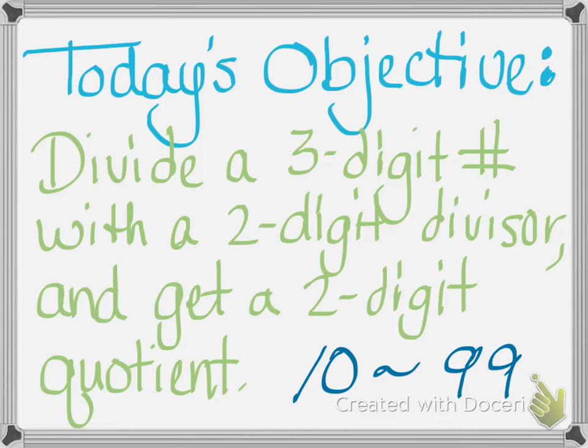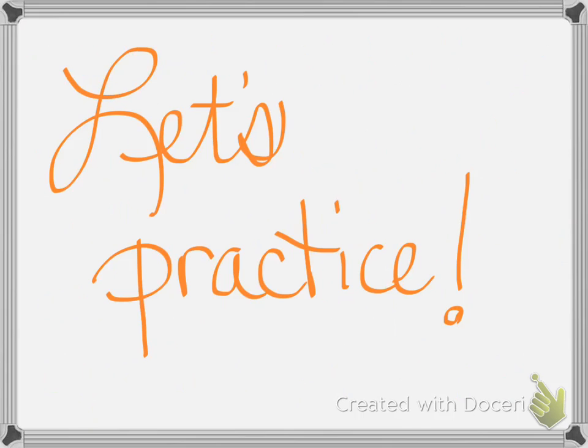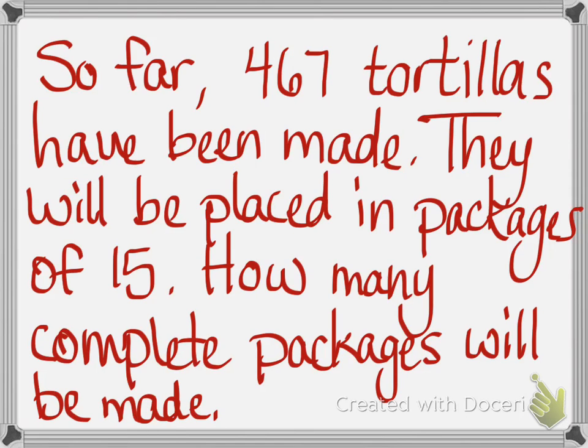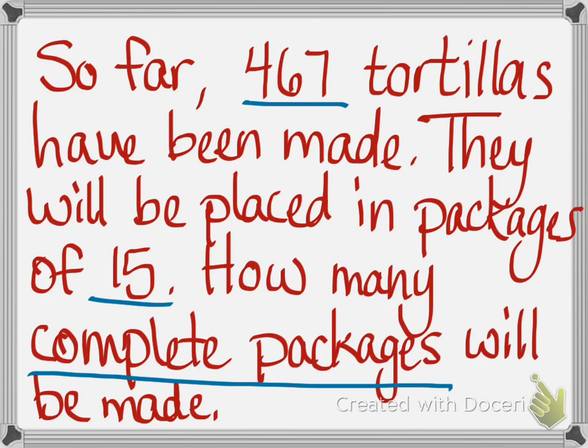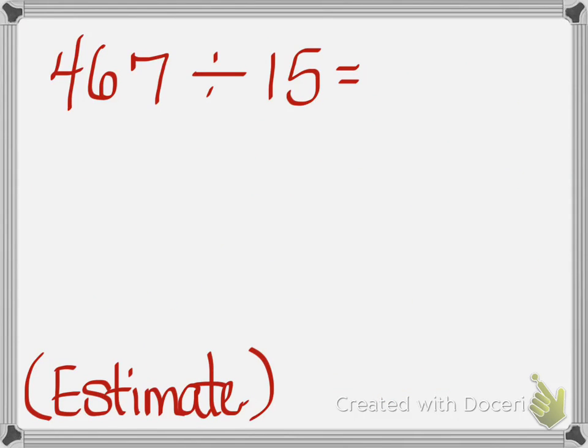So you're going to make sure that you use all of your strategies that we've talked about. So let's practice. Here's our first problem. So far, 467 tortillas have been made. They will be placed in packages of 15. How many complete packages will be made? So we have to find out how many complete packages will be made. We're going to be using the numbers 467 and 15. Here's our equation. 467 divided by 15.